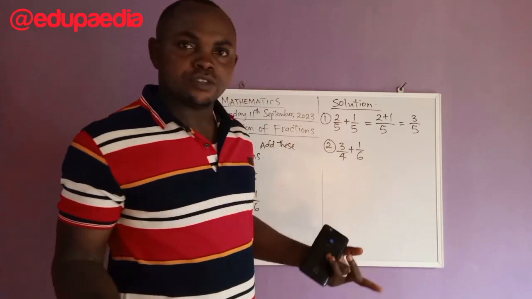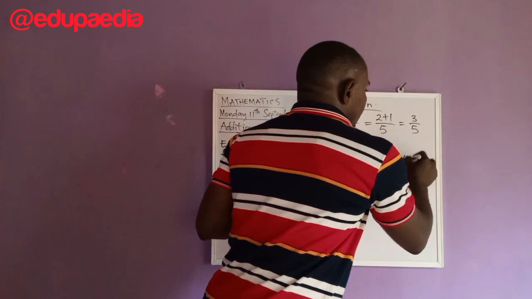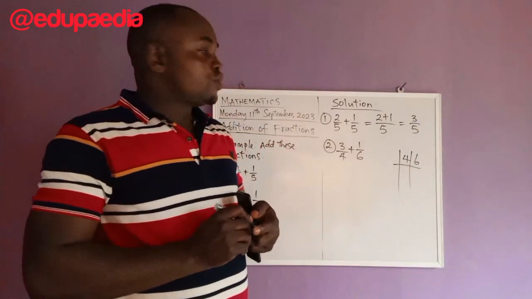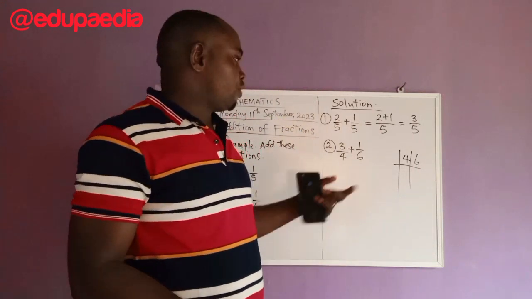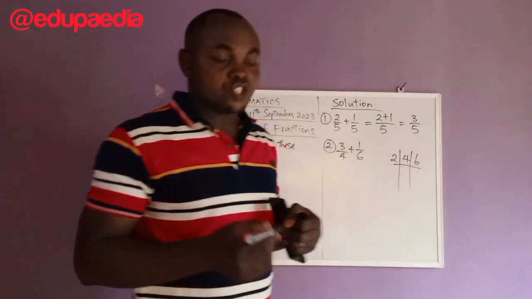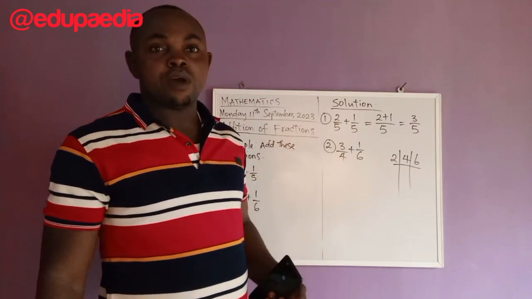How do you find LCM? I believe you still remember how we do that. We are looking at the LCM of 4 and 6 using the method of prime factors. The first prime factor we're going to use is 2. We're using 2 because 4 and 6 are both divisible by 2.